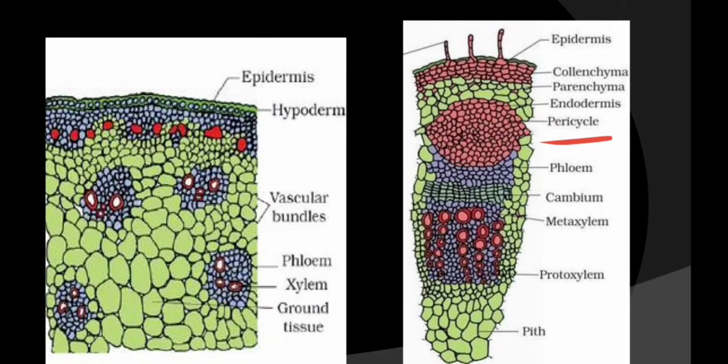Now the cells of the pericycle are sclerenchymatous and a few are parenchymatous, which are dispersed in the pericycle region. So the pericycle is made up of sclerenchymatous cells as well as parenchymatous cells. Okay, parenchymatous cells are dispersed in between the pericycle. So this is the pericycle region.